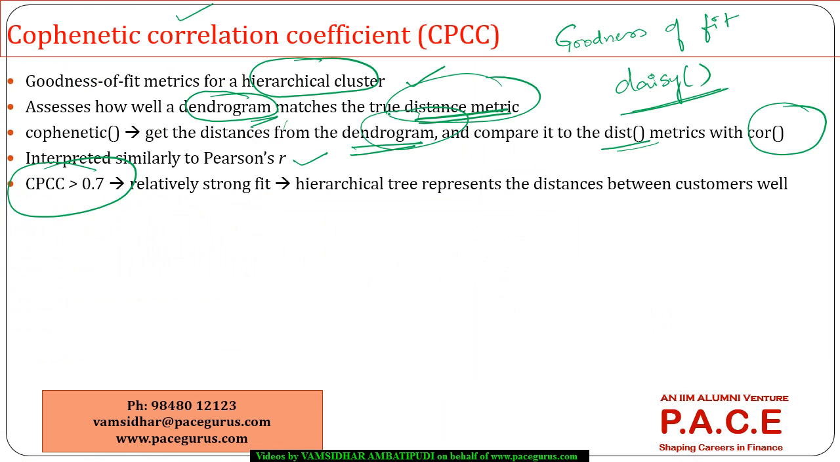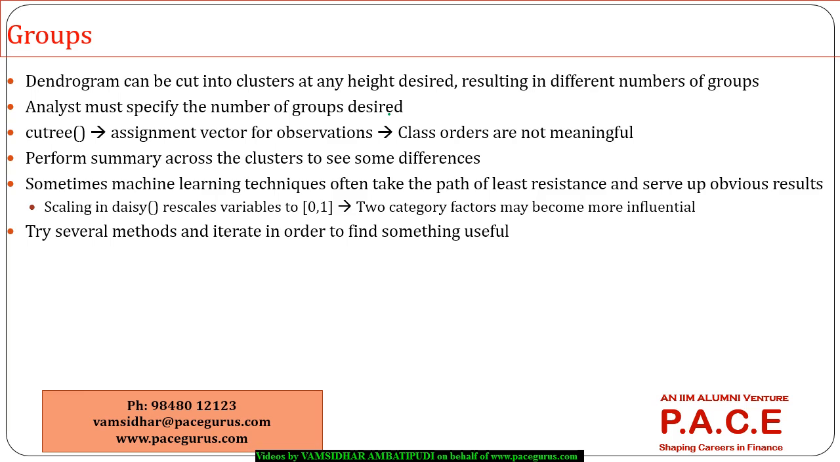So now once you have got your clusters created, the next part is to look at the groups. Try quickly checking out the dendrogram, whatever you have got. You explore the dendrogram, and you can cut it into any number of clusters at any desired height. This is one more aspect we have to be clear about. Whatever dendrogram we are creating, I can cut it when I am plotting it, at any desired height. Based on that, I'll get a different number of clusters altogether.